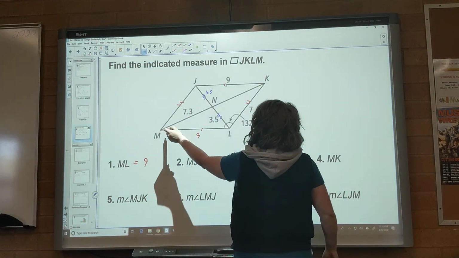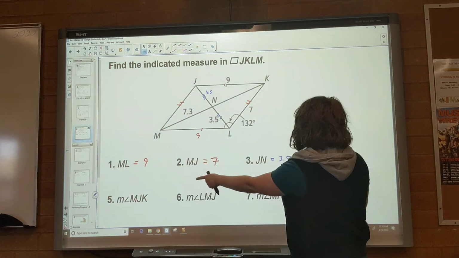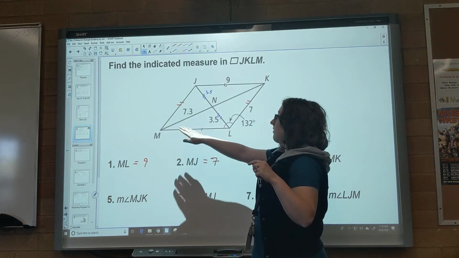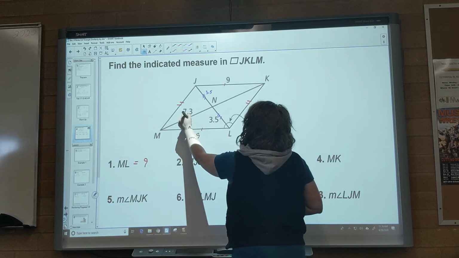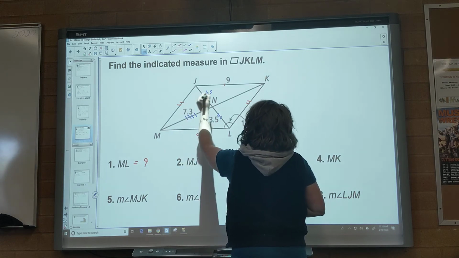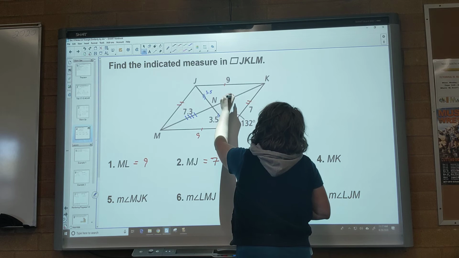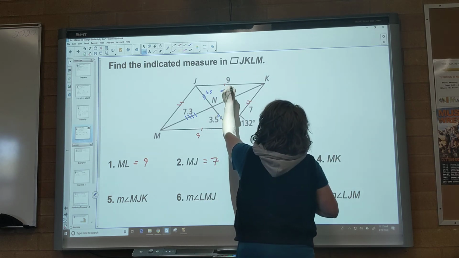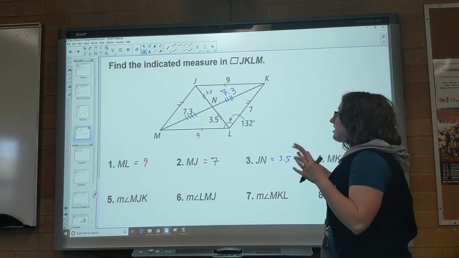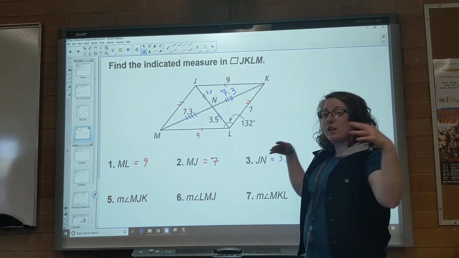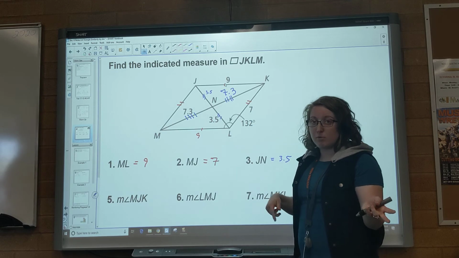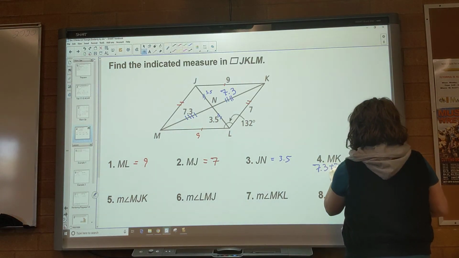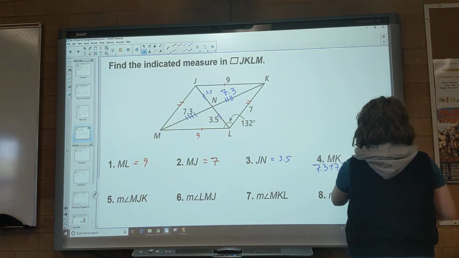So if MN is 7.3, that's all we know about MK, right? MK is the long diagonal. We know MN is 7.3. I'm going to do 4 tick marks. 2, 3, 4. I'm going to do 4 tick marks here. And because this is 7.3, this is also 7.3, cuts it in half. But I don't want NK, I want the whole thing. So what am I going to have to do? I'm going to have to add 7.3 plus 7.3, which is 14.6.